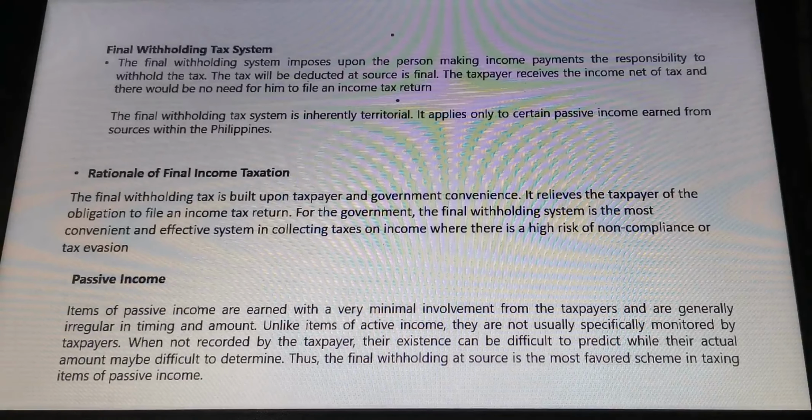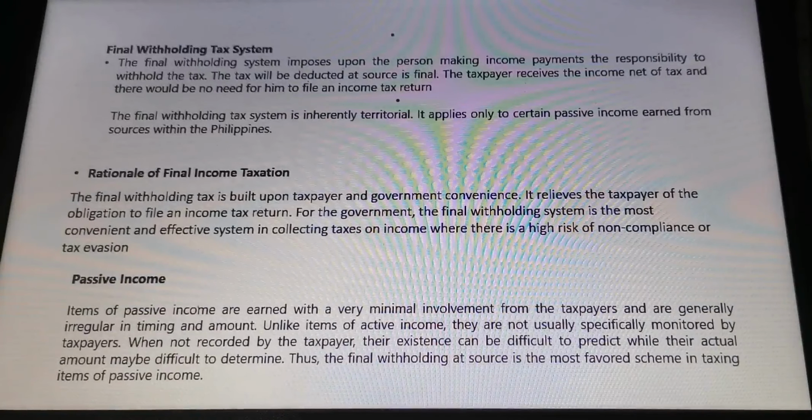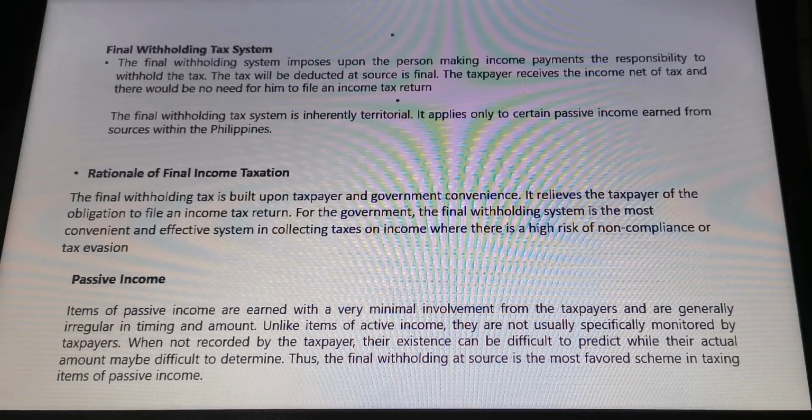So, when we say final withholding tax system, the final withholding system imposes upon the person making income payments the responsibility to withhold the tax. So, the tax deducted at source is final. The taxpayer receives the income net of tax, and there would be no need for him to file an income tax return. So, hindi na kailangan na yung mga nakaka-receive ng final tax natin ay magkakaroon pa sila ng filing ng kanilang income tax return. So, ang nare-receive na lang nila ay yung tinatawag natin na net of tax. So, kung mapapansin natin sa bangko, yung mga interest income natin ay net of tax yung mga yon.